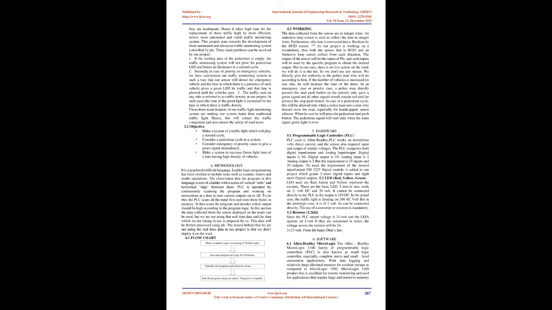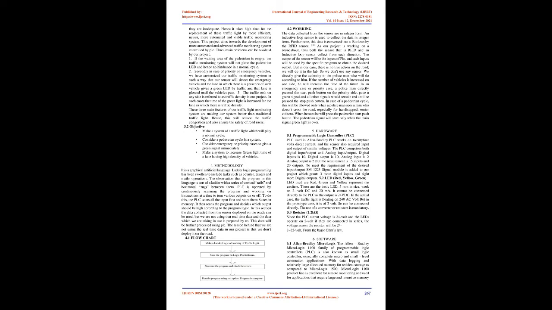These 3 main features of our traffic light monitoring system make our system better than traditional traffic lights. Hence, this will reduce the traffic congestion and also ensure the safety of road users. 3.2 Objective. Make a traffic light system which will play a normal cycle. Consider a pedestrian cycle in the system. Consider emergency or priority cases to give a green signal immediately. Make a system to increase the green light time of a lane having a high density of vehicles.